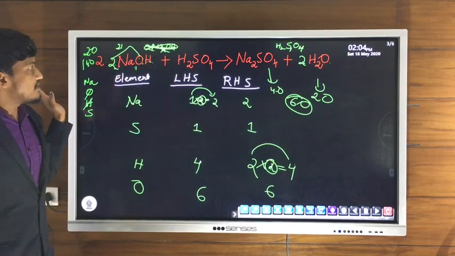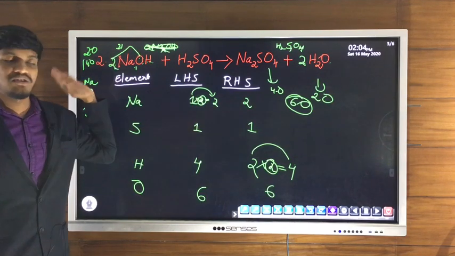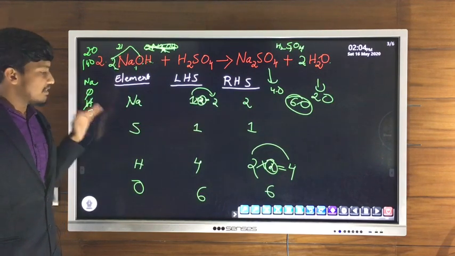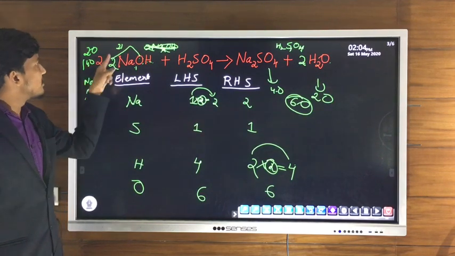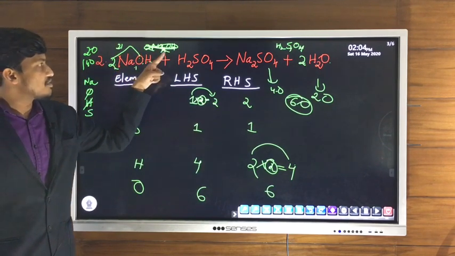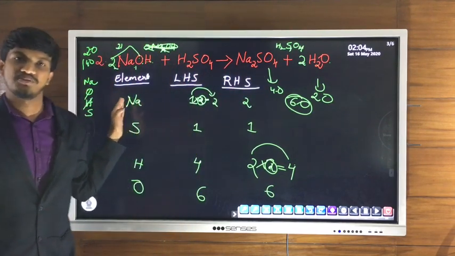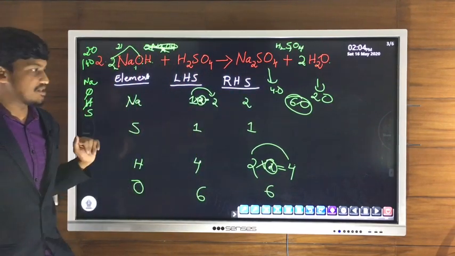So now we can see that there is an equal number of atoms of each element on both sides of the equation. Therefore, in the next line you can write, therefore the balanced equation is 2NaOH plus H2SO4 gives Na2SO4 plus 2H2O. So this is the balanced equation.